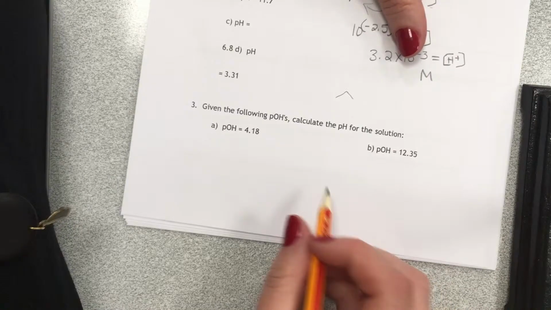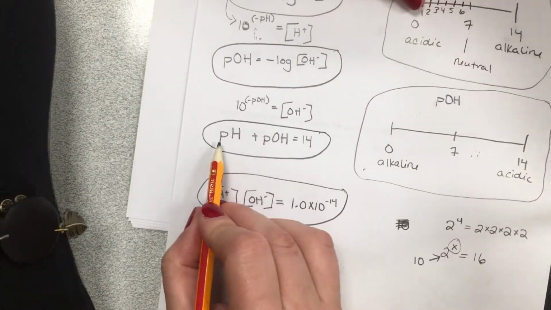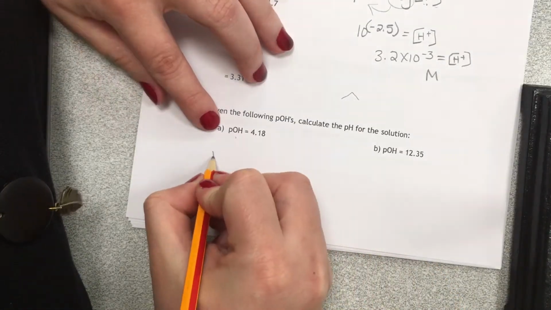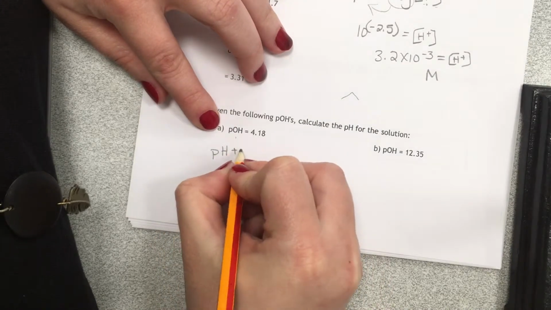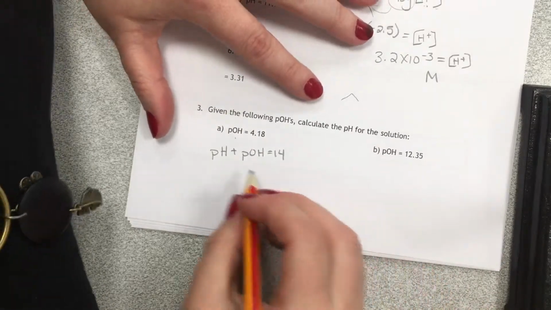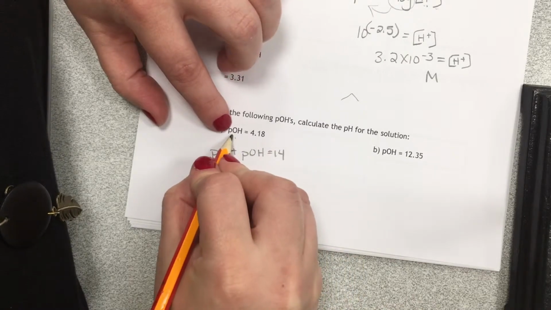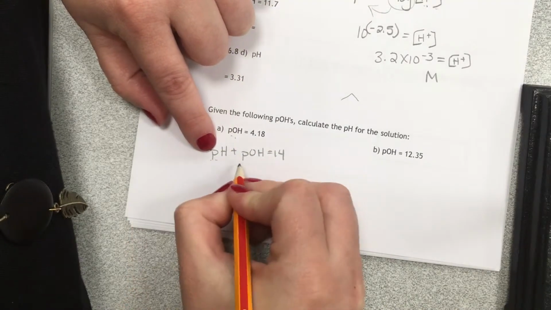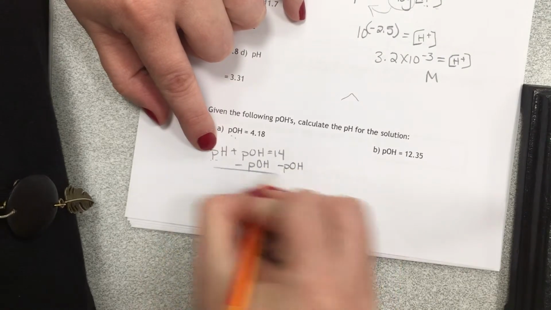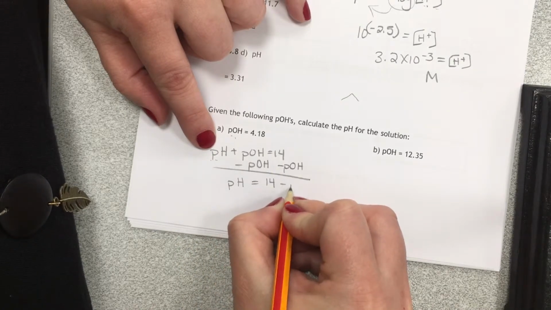Okay, so that's how you answer number 2. Numbers 3 and 4 are super easy. We're using the equation right here to find the answer: pH plus pOH equals 14. So here we have the pOH. Let's do it Dr. Christakis style so that we manipulate everything before we plug in numbers. We want to isolate pH because that's what we're trying to find, so we subtract pOH on both sides. Then you have pH equals 14 minus pOH.